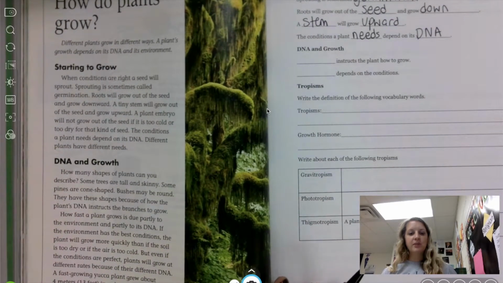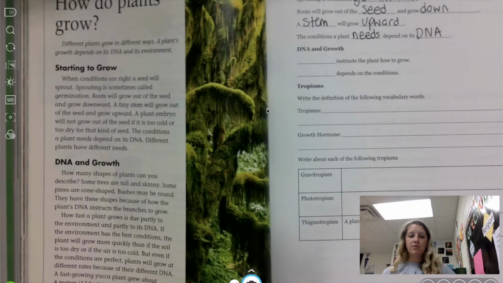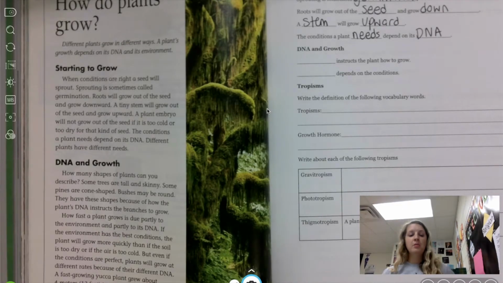How many shapes of plants can you describe? Some trees are tall and skinny. Some pines are cone-shaped. Bushes may be round. They have these shapes because of how the plant's DNA instructs the branches to grow. How fast a plant grows is due partly to the environment and partly to its DNA. If the environment has the best conditions, the plant will grow more quickly than if the soil is too dry or if the air is too cold. But even if the conditions are perfect, plants will grow at different rates because of their different DNA.